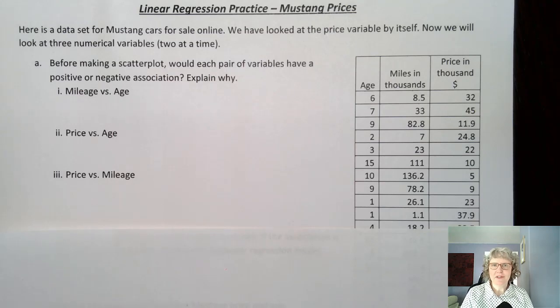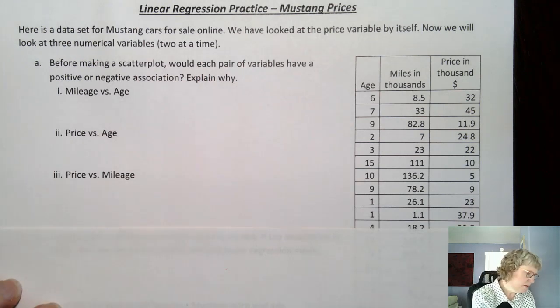Hi there, in this video we're going to do a practice problem with linear regression, and you're welcome to try this on your own first and then come back and double check. So let's get started. Here's a data set for Mustang cars that are for sale online.